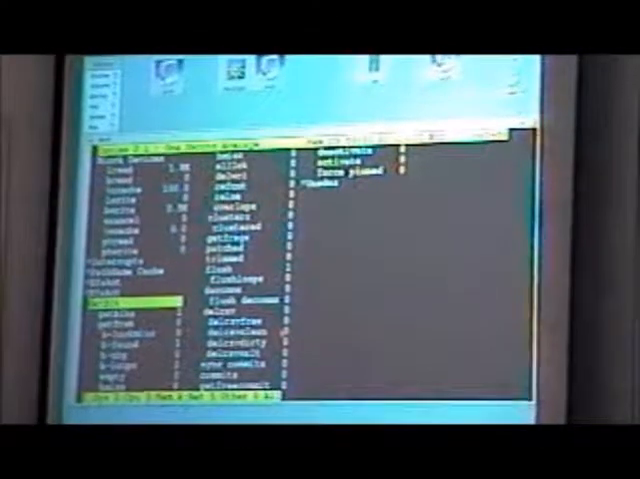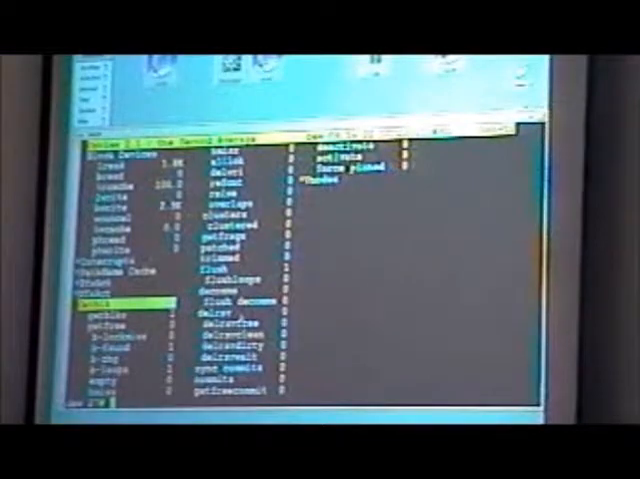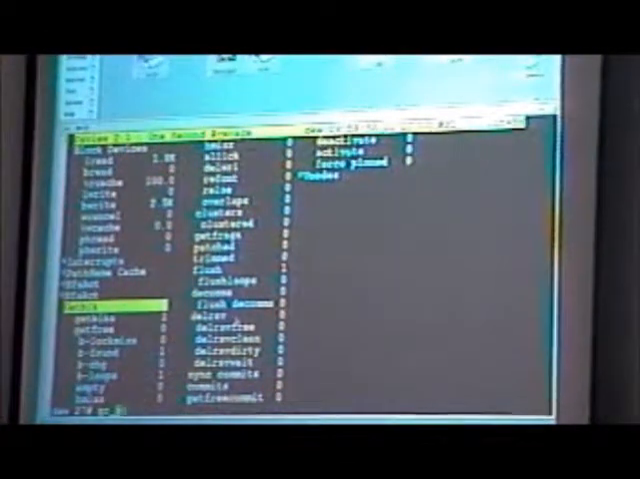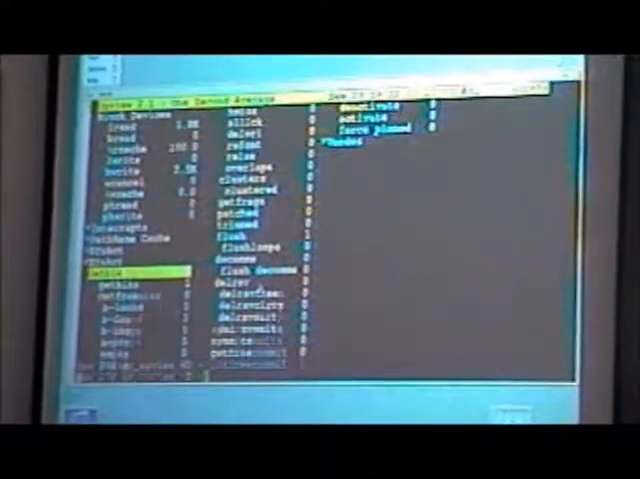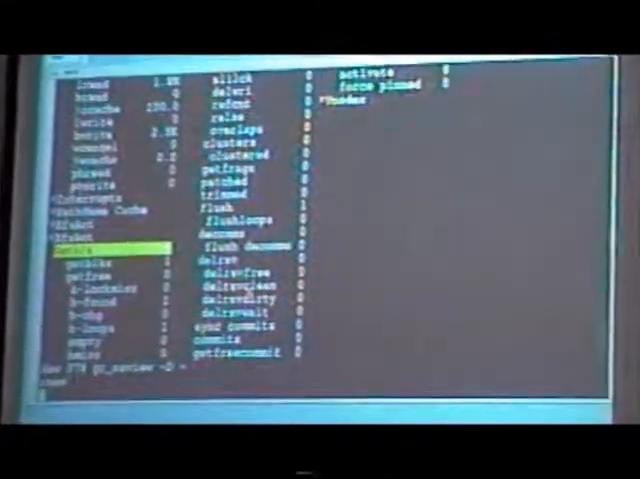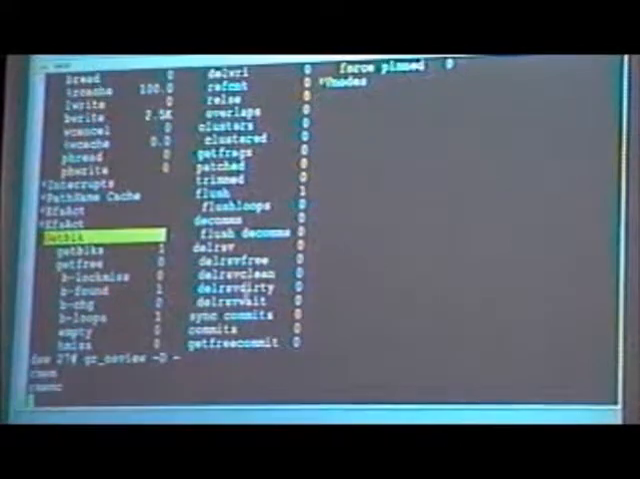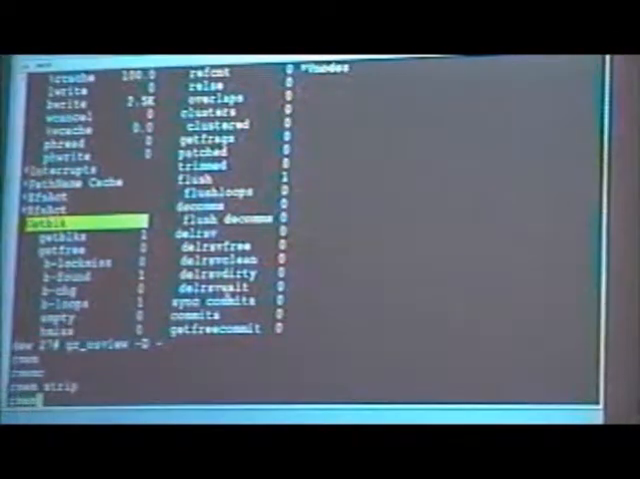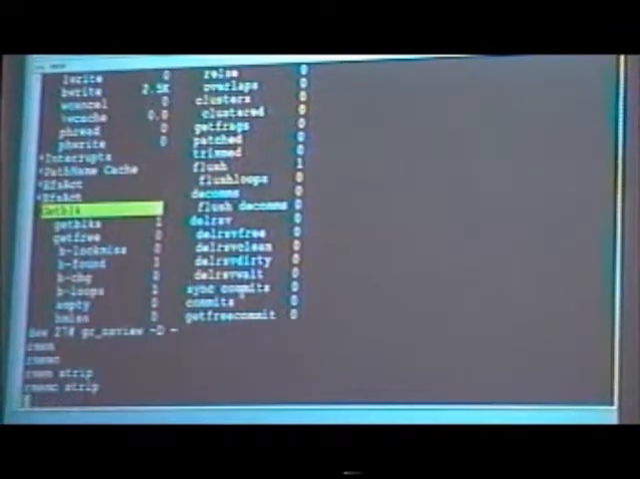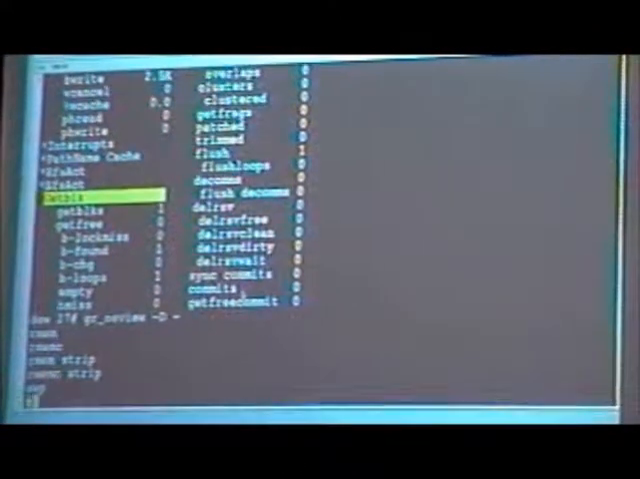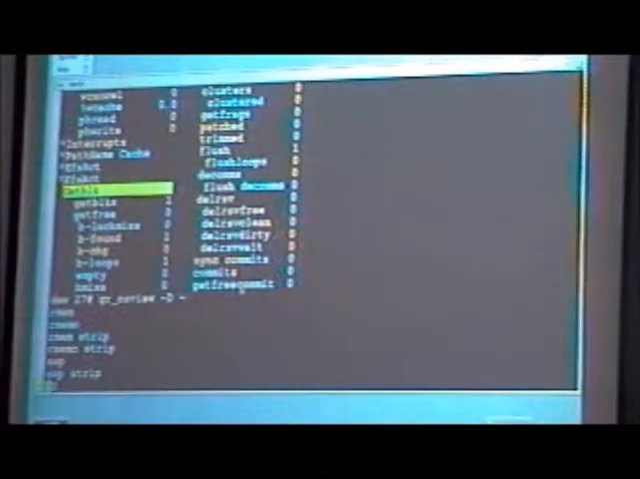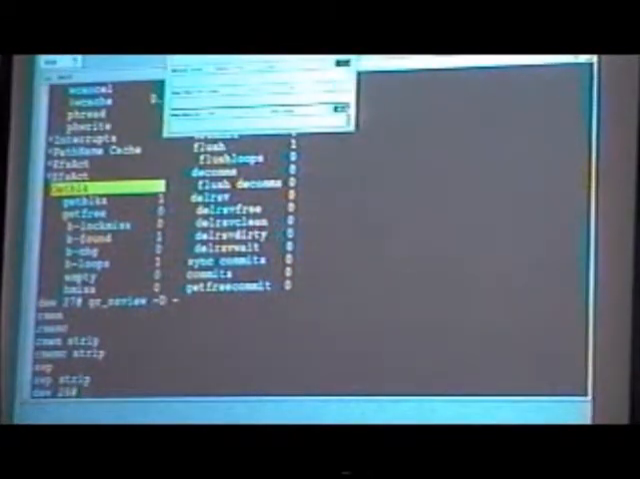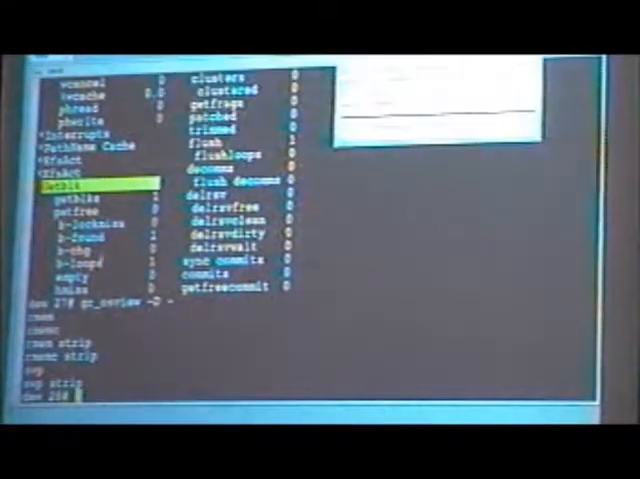So let's try something here. OS view, capital D, RMEM, RMMC, RMM strip mode, RMMC strip mode, SWP, SWP strip. So those are the best.